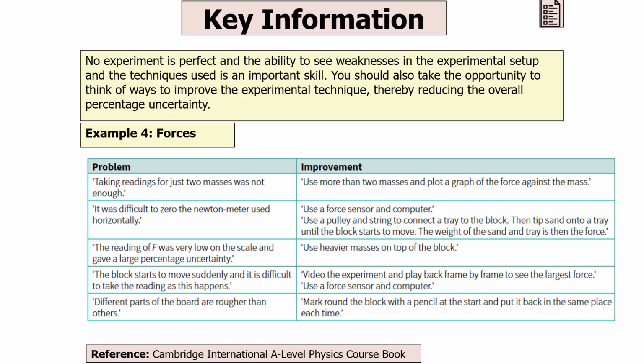The reading of F was very low on the scale and gave a large percentage uncertainty, so you could use heavier masses on top of the block. The block starts to move suddenly and it's difficult to take the readings as this happens, so you could video the experiment and play back frame by frame to see the largest force, or use a force sensor and computer. Different parts of the board are rougher than others, so mark round the board with a pencil at the start and put it back to the same place each time.